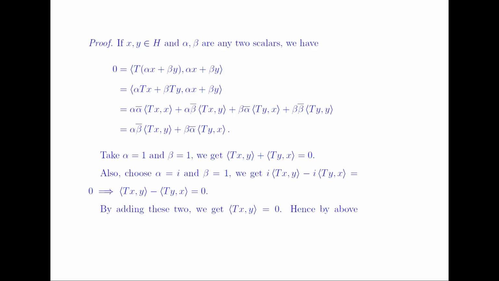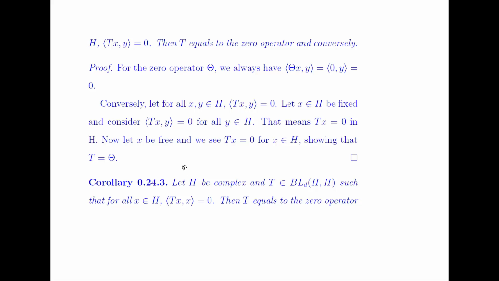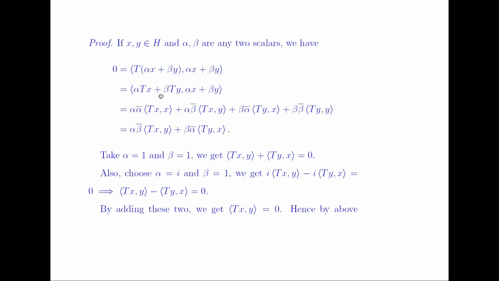Suppose that x and y belong to the Hilbert space H and alpha, beta are two scalars. Then we have 0 equal to the inner product of T of alpha x plus beta y comma alpha x plus beta y, because we have been given that the inner product of Tx comma x is equal to 0 for all x belonging to H, and alpha x plus beta y belongs to H.